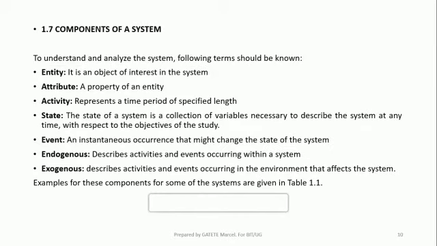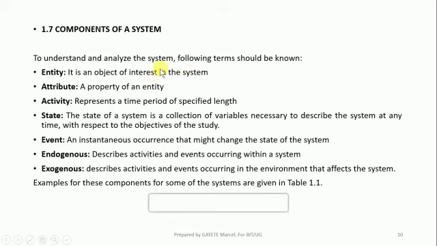So a system is composed of different components. What are the components of a system? There must be an entity. An entity is an object of interest in the system.